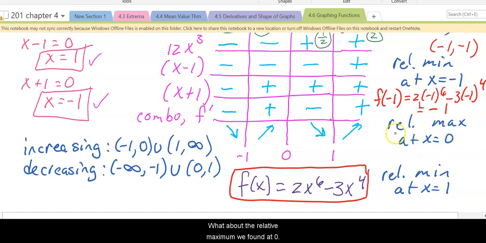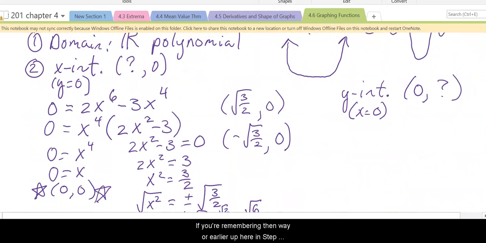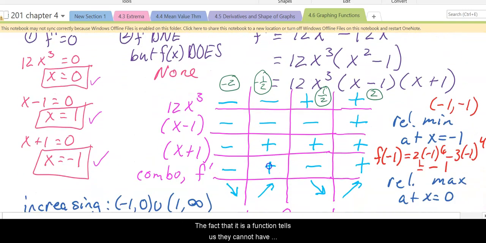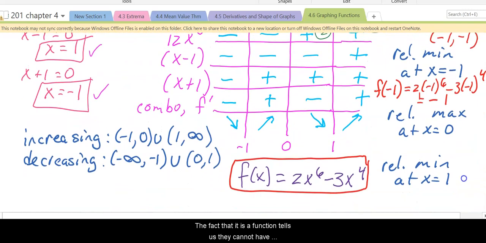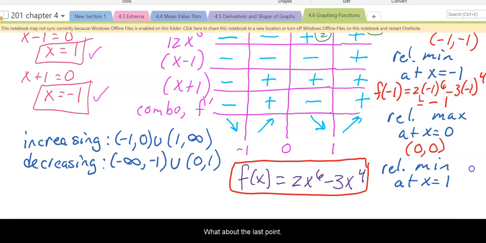What about the relative maximum we found at 0? If you're remembering, then way earlier up here in step 2, we found that 0, 0 was both an x-intercept and a y-intercept. The fact that it is a function tells us that it cannot have more than one y value there, which means that this relative maximum must be that point 0, 0. If you're not sure, you can always plug 0 into the original function, and you will again get the same spot, 0, 0.